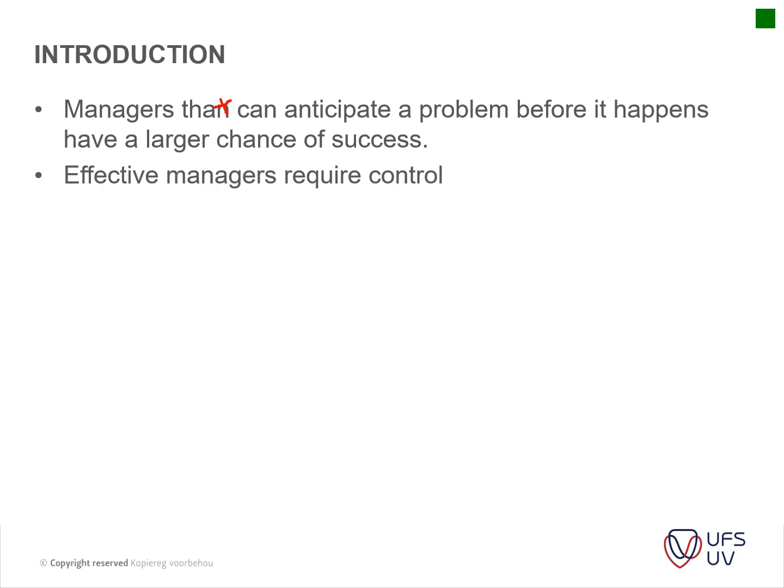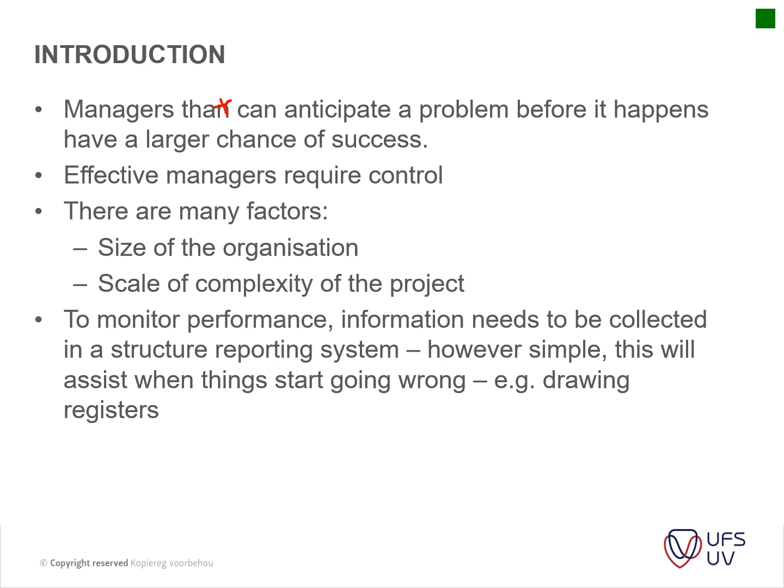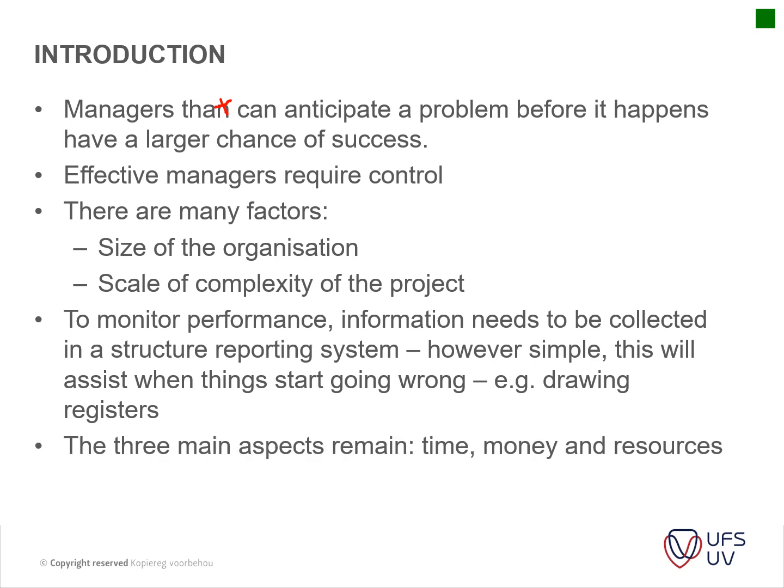Effective managers require control. There are many factors that influence the success: size of the organization, scale of complexity of the project, and all of these influence the way that you need to manage your project. To monitor performance, information needs to be collected in a structured reporting system. However simple, this will assist when things start going wrong, e.g. a drawing register, etc. The three main aspects remain time, money, and resources.